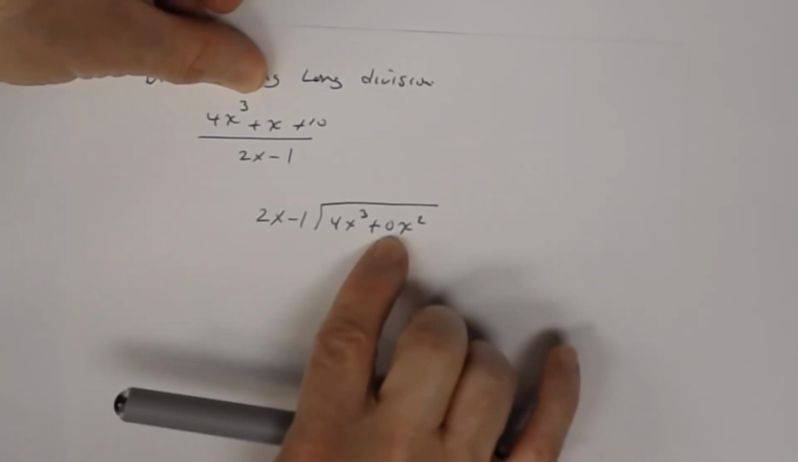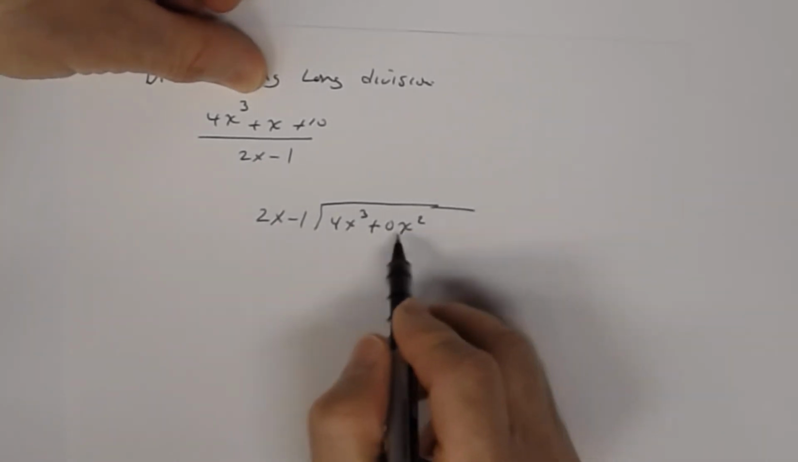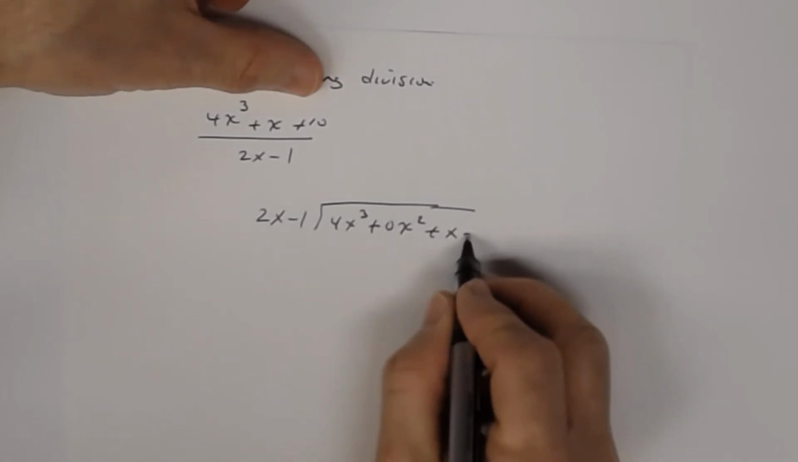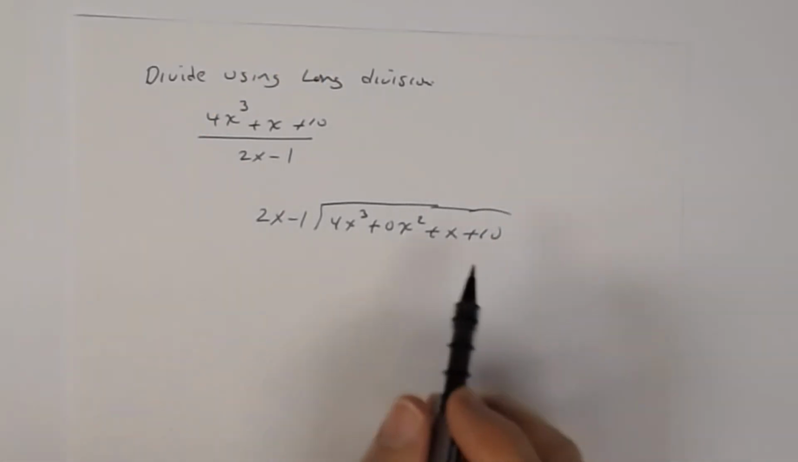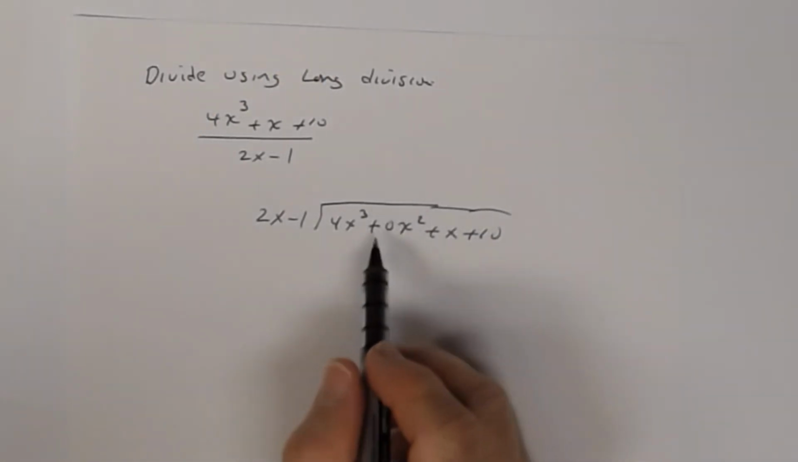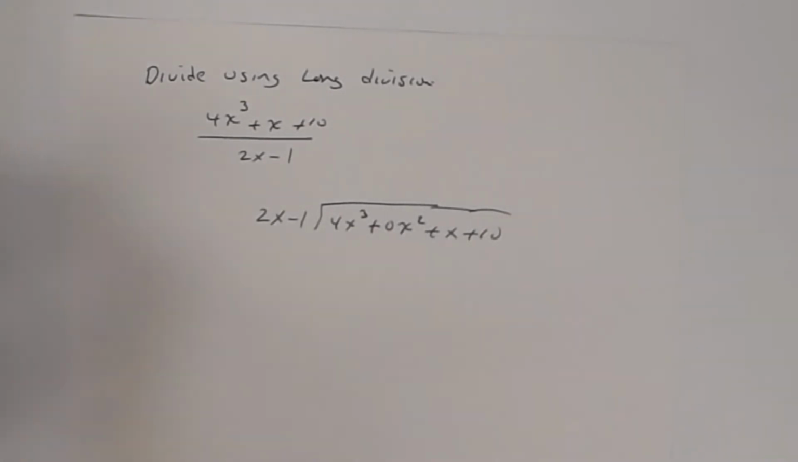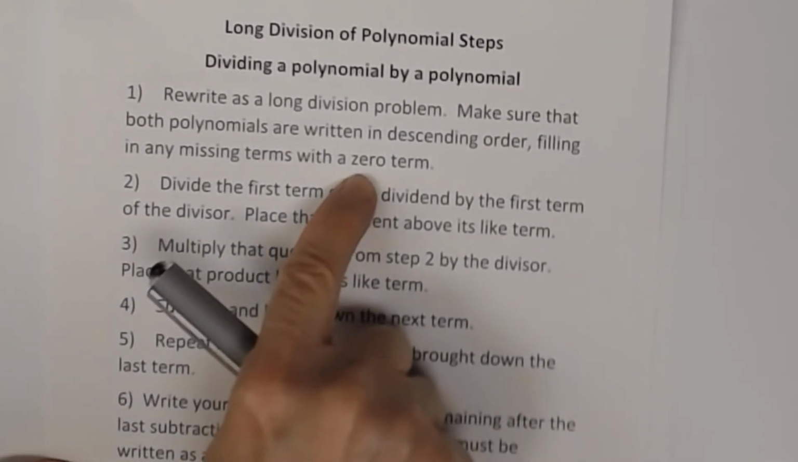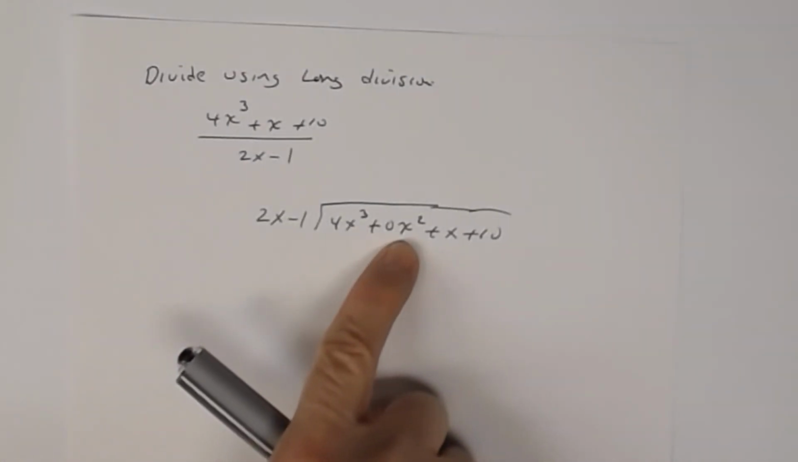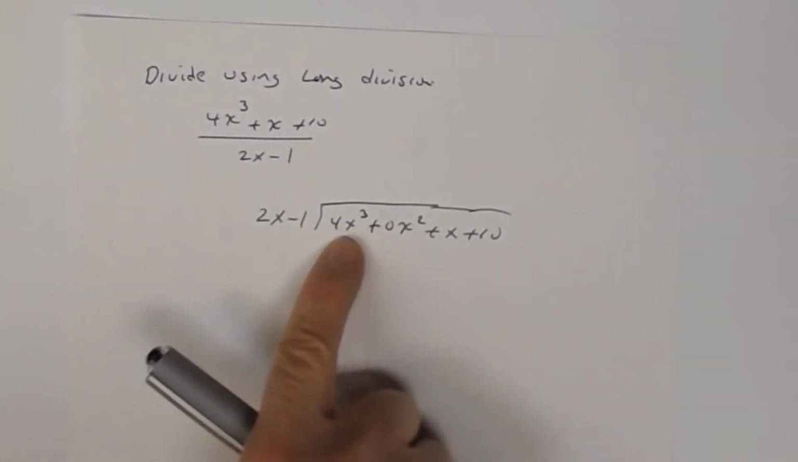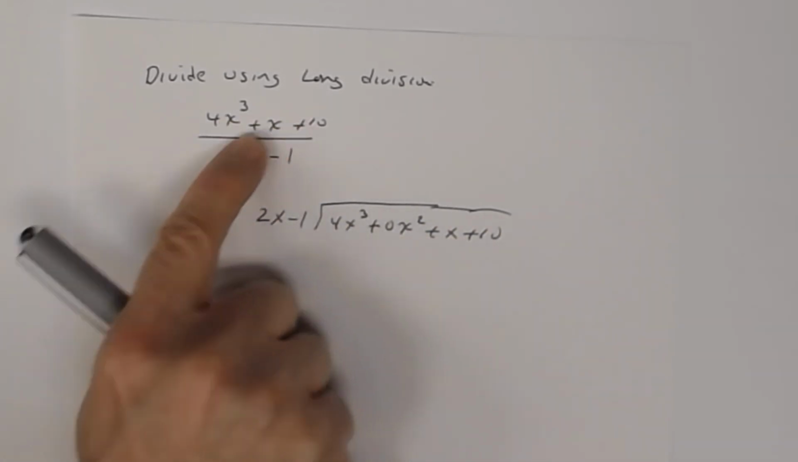Okay, so you've got to have a 0 there: 0x squared, and then plus x, and then plus 10. That's how you put in your missing term. Your missing term is called your 0 term. Whenever you put in a missing term, you write it as a 0 term, okay? Because 0 times x squared is still 0, and so 0 plus all of this is still this right here.